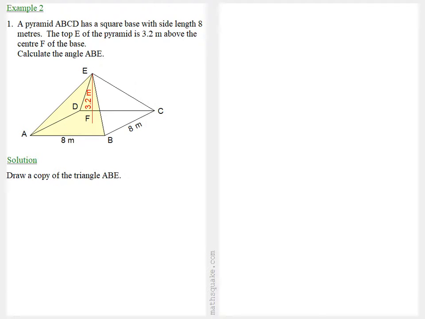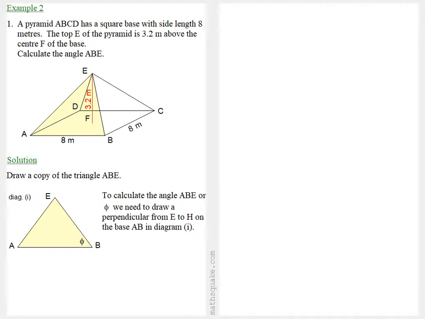Let's draw a diagram of it. Now to calculate the angle ABE, which we can label as phi, we need to draw a perpendicular from E to H on the base AB in the diagram. Then HB will be half the length of AB, so HB is 4 meters. Now to work out the length EH, we must first consider the triangle EFH.